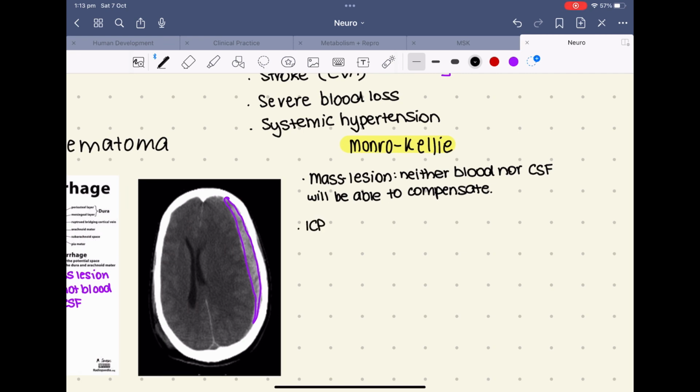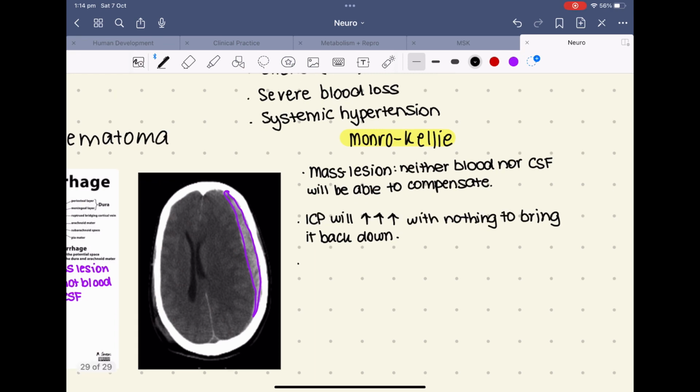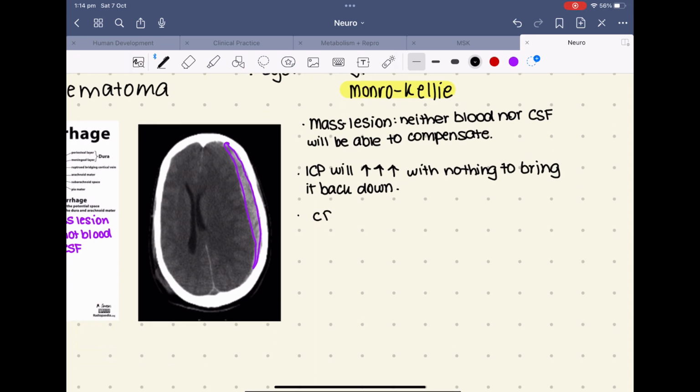If you think about the Monro-Kellie doctrine, blood or CSF should be able to decrease to compensate, but for whatever reason, this mass lesion effect means that blood and cerebrospinal fluid remain the same. So the pressure in the skull, the intracranial pressure, will increase a lot with nothing to bring it back down. So this means that pressure is increasing in the skull, and therefore there can be less blood to access the tissue because there is so much compression.